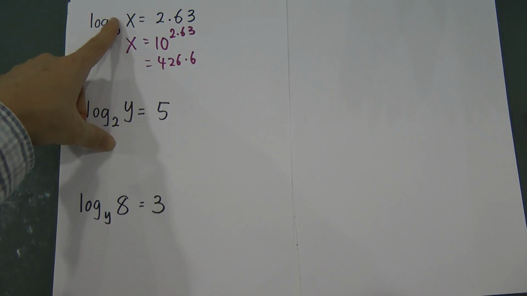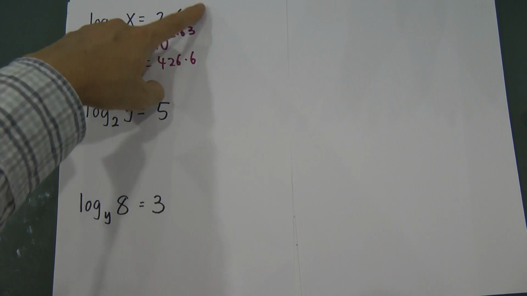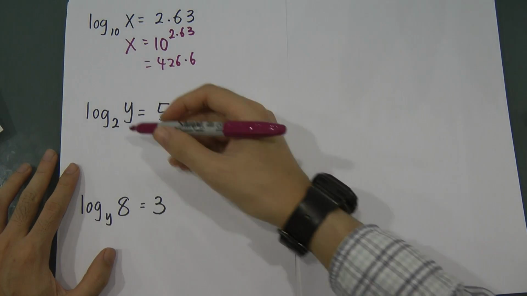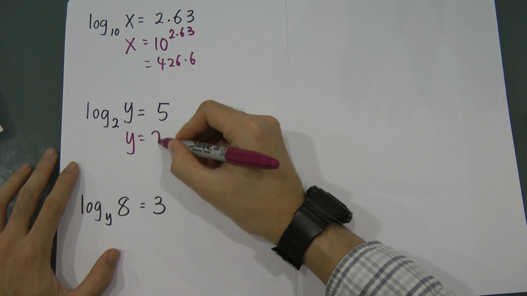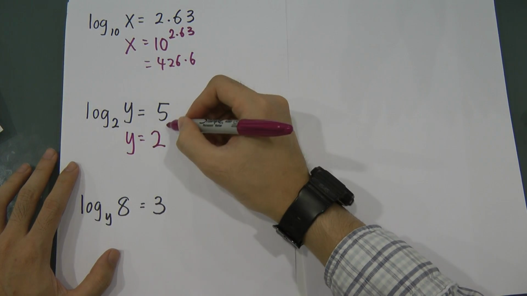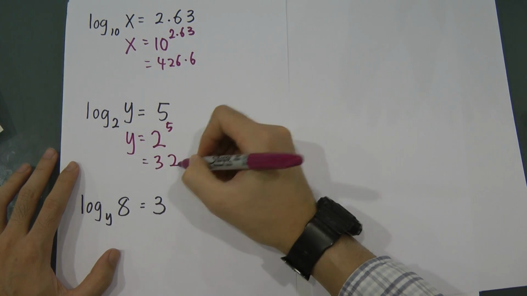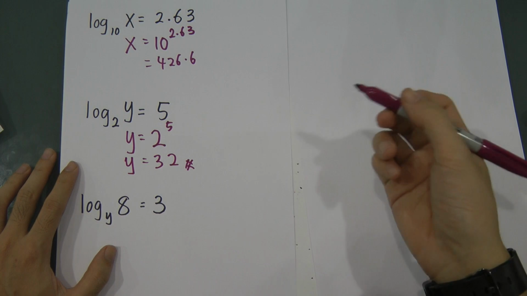What you need to know is that the base moves to the other side to become the number, and the number becomes the power. So again, now this is base 2. I move to the other side, 2 becomes the number, and the 5 over here becomes the power. So 2 power of 5 is 32. That's all. So y equals 32. It's very simple.